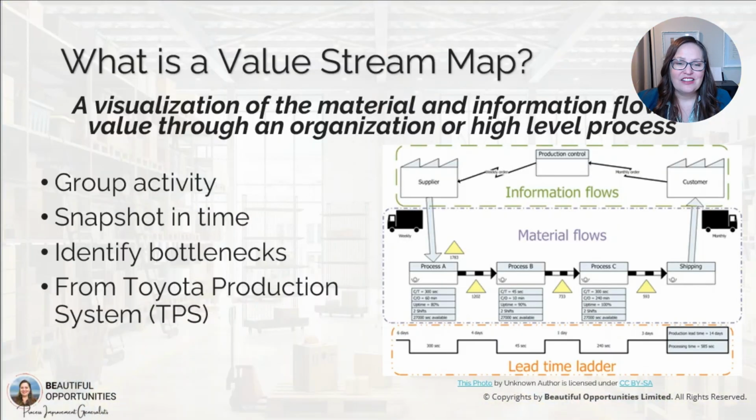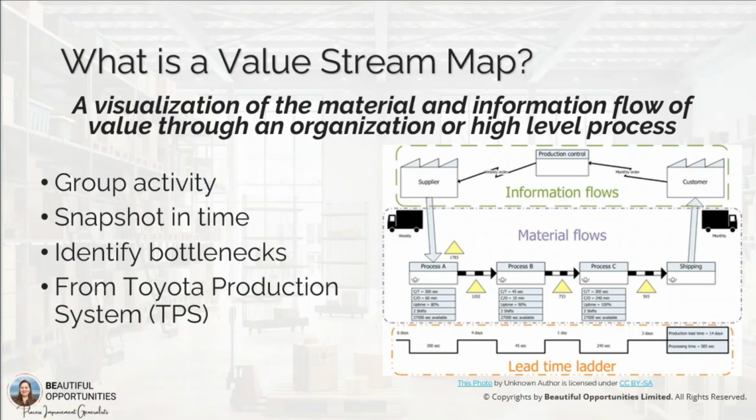So, getting started here, let's first talk about what the heck is a value stream map. A value stream map is the visualization of material and information flow of value through an organization or high level process. It maps the top 5 to 7 steps that deliver a product or service. First developed by Toyota, this visualization is different than other common process mapping tools because it maps the information flows and requires a significant amount of data.